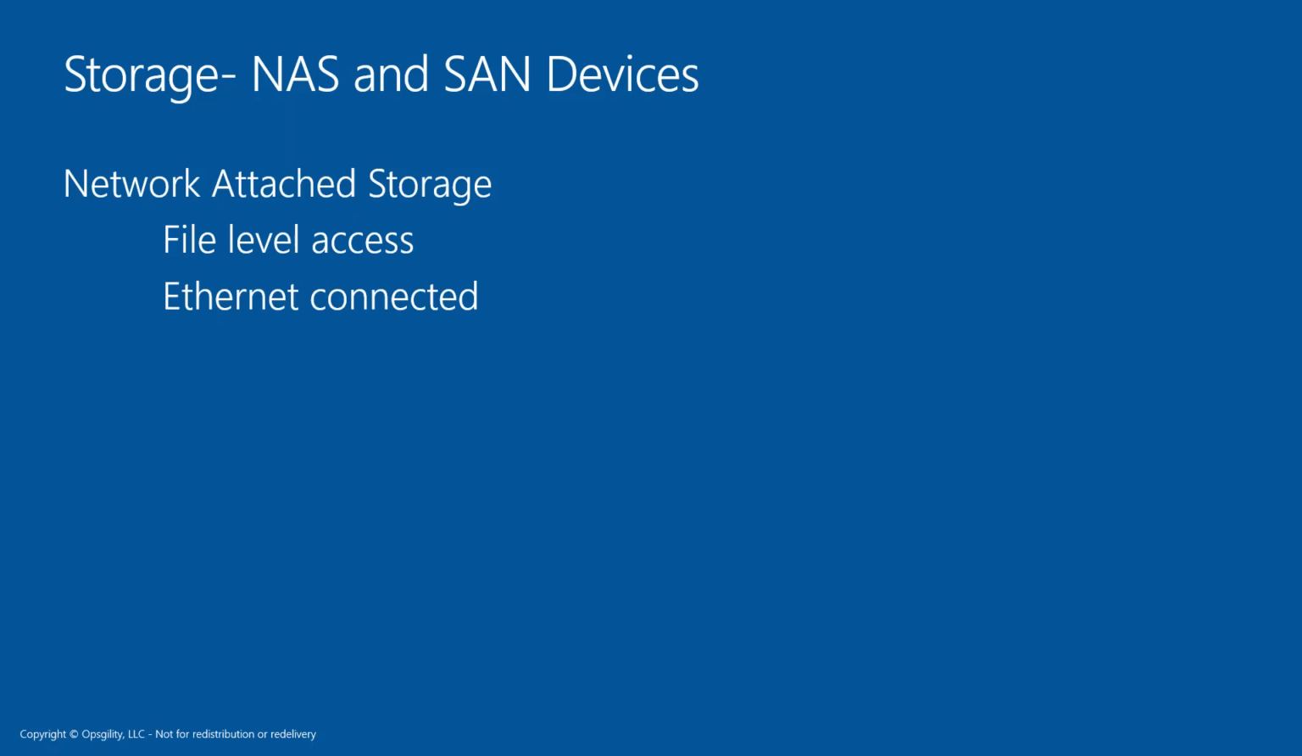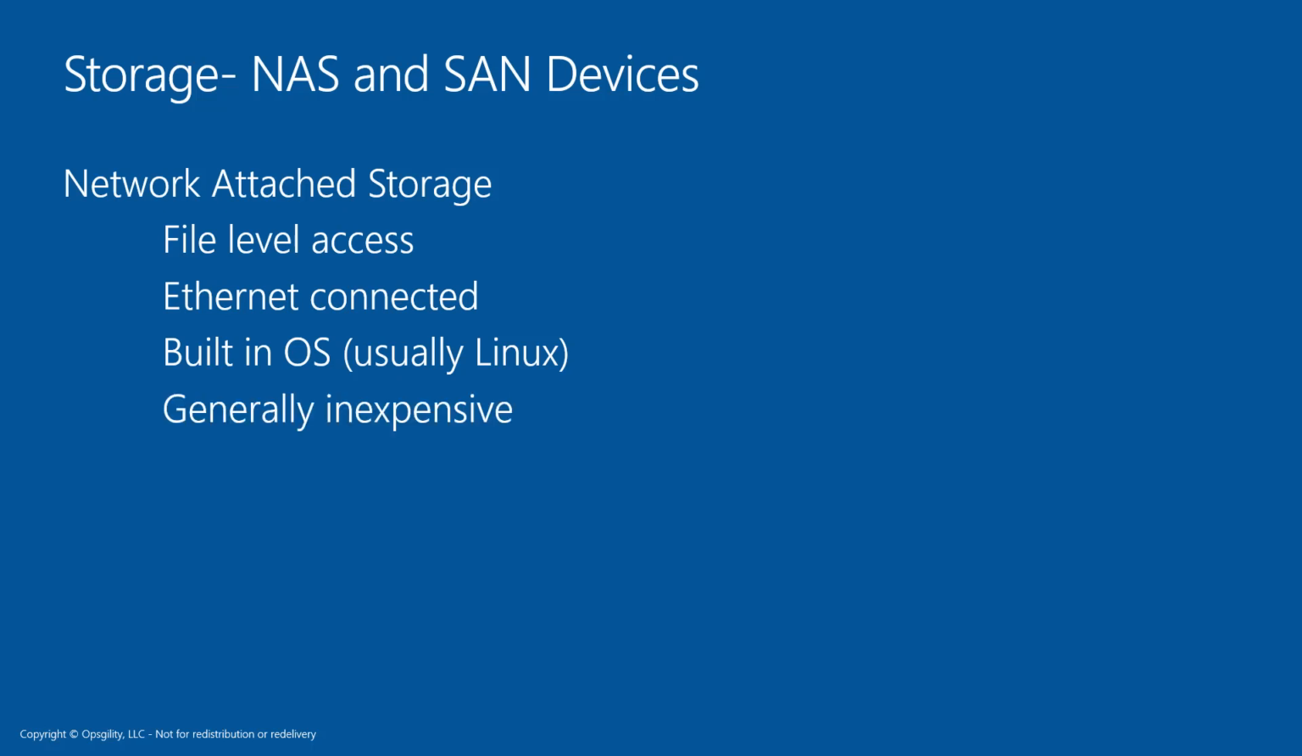They are Ethernet connected, so you're going to have to connect to them over the network. They're not physically connected using a fiber cable or SCSI cable or anything like that. There is a built-in operating system, and it's usually Linux. Microsoft did attempt to have a network-attached storage device operating system at one point, but they decided to stop selling it. They are generally inexpensive. You can find a NAS unit for as cheap as a couple hundred dollars or as expensive as $50,000. It all depends on what's in it, how much storage, and how much processing power.